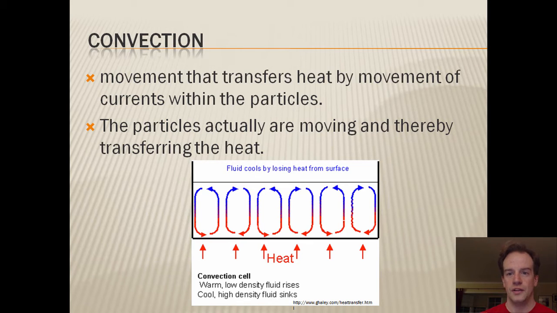Convection is movement that transfers heat by movement of currents within these particles. So they move around, and these particles are actually moving and they're transferring this heat. And when this happens, a lot of times we have the circular motion you'll see in diagrams. We have arrows going up and arrows going down, because this is caused by a change in density. It gets warmer, it becomes less dense, it rises, and then it cools off, and then it sinks again. We see this quite often all the time.